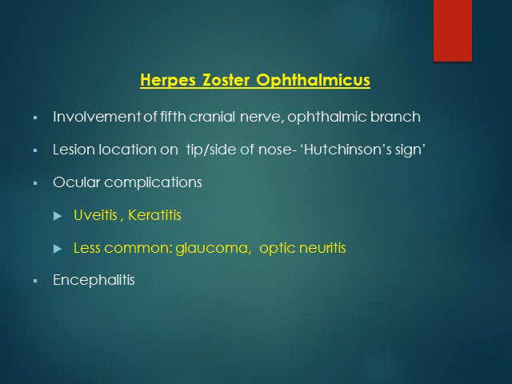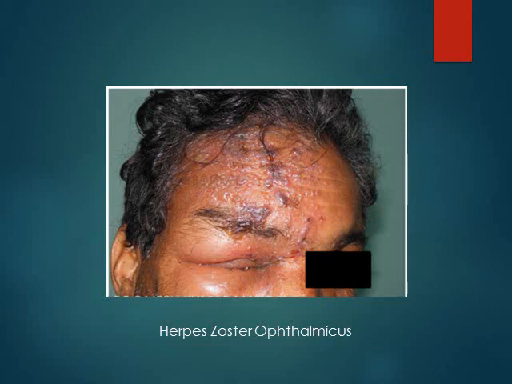Herpes zoster ophthalmicus is the involvement of the fifth cranial nerve, ophthalmic branch. Here the lesions are seen on the face and the eyes, especially when it is seen at the tip of the nose. It is called Hutchinson sign, and involvement of the eye is very common in that case, especially uveitis, keratitis, and less commonly glaucoma and optic neuritis. This is a photo of herpes zoster ophthalmicus, where lesions are seen in the ophthalmic division of the trigeminal nerve.